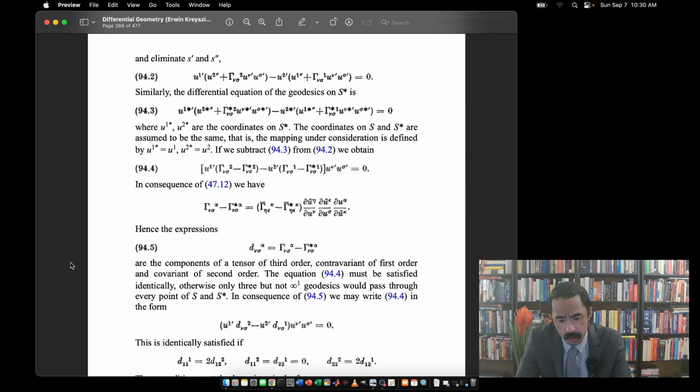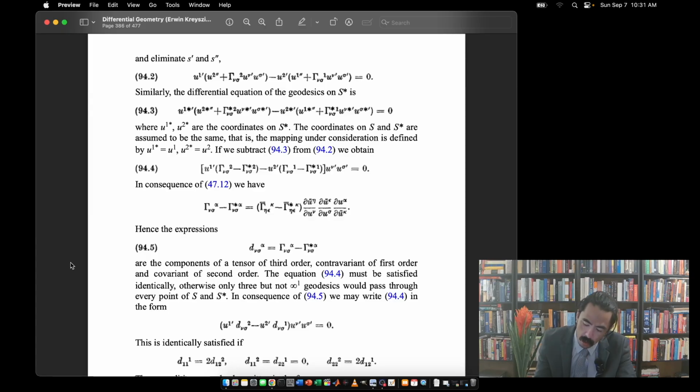If we subtract expression 94.3 above from expression 94.2 above, we obtain bracketed outer quantity u1 prime times the quantity Γ_{νσ}^2 minus Γ*_{νσ}^2 closed quantity minus u2 prime times a quantity Γ_{νσ}^1 minus Γ*_{νσ}^1 close quantity and close outer square bracket quantity, then times u^ν prime times u^σ prime equals 0.